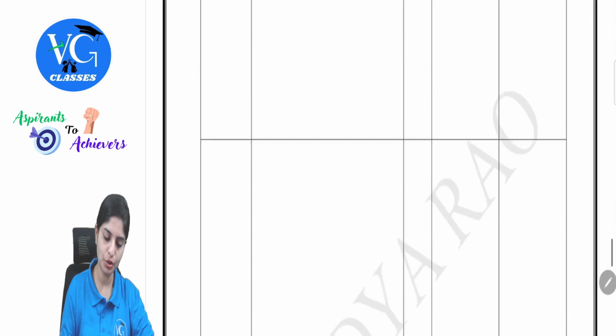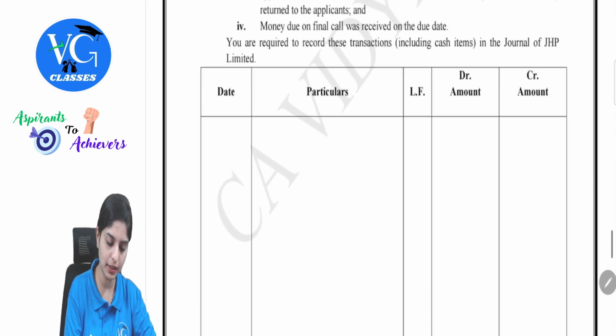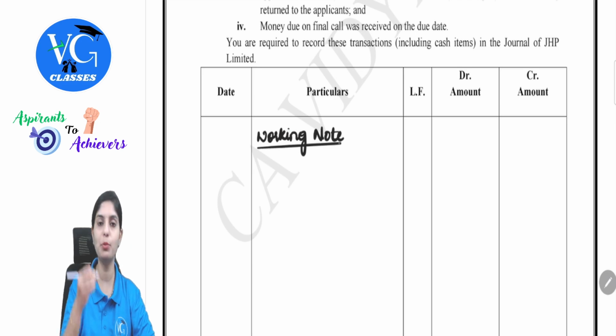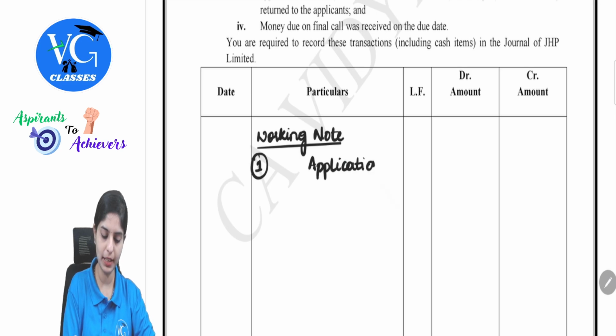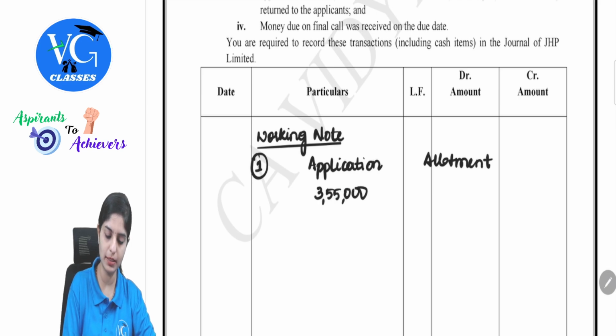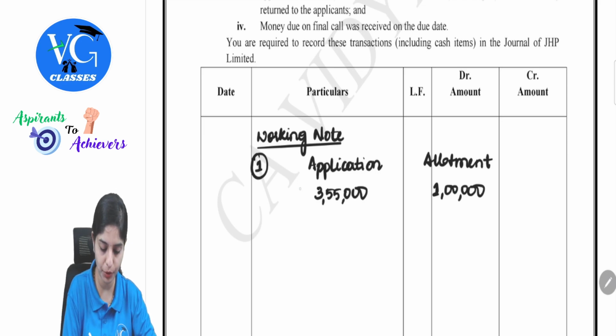I can do one thing. Instead of scrolling, I will just make it here and then take it down. This is just for you to understand. If I just scroll so long, you might also miss out on the point. So therefore, I will write this as application, allotment. So initially, applications received for 3,55,000 shares, but the company can allot just 1 lakh shares. This is the normal overview.